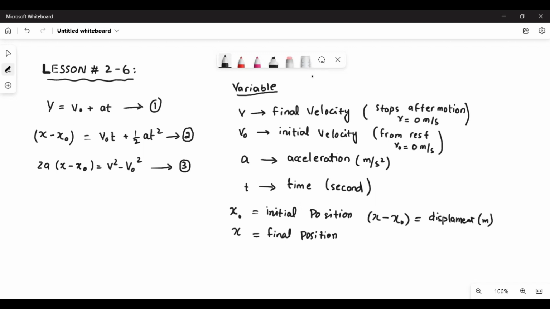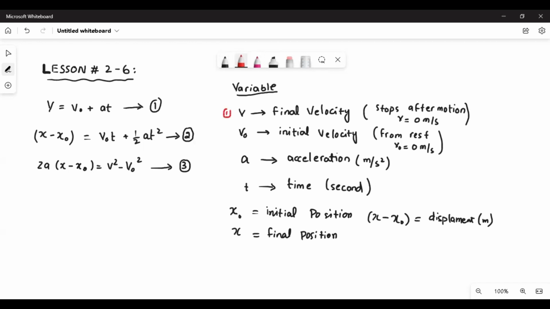Now keep it in your mind, in these three equations you have seen x minus x naught in parentheses. Why did I write it in parentheses? Because this is one component. x naught will always be 0. In these problems we will start from the beginning, from the initial position, so x naught will be 0. That's why x minus x naught as a whole is the displacement from initial to final position. x naught is initial, x is final, so final minus initial is your displacement. So now we have these 5 variables.